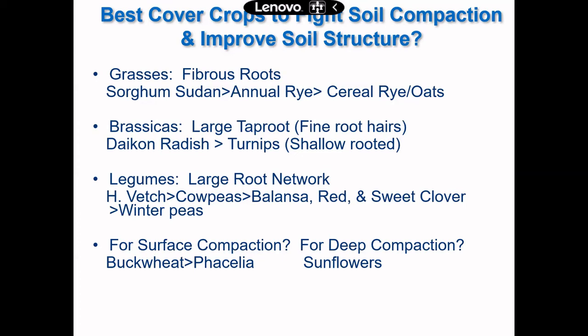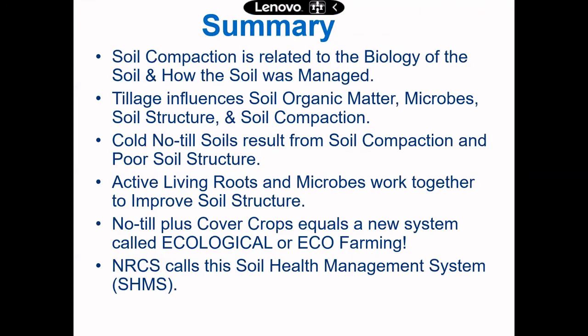Most of the buckwheat, the roots are going to be in the top 3 to 4, maybe 5 inches. And if you really want to have deep compaction, sunflowers are probably one of the best crops that we have for breaking up deep compaction. Those roots go down quite deep in the soil. So here's a summary of what we've talked about, and then we'll do some demos.